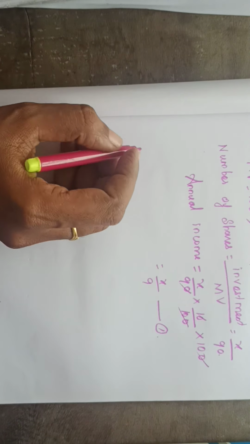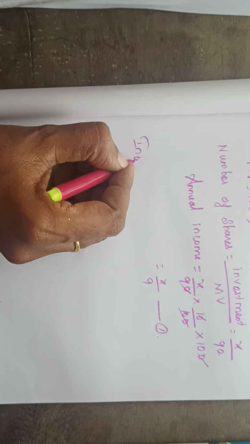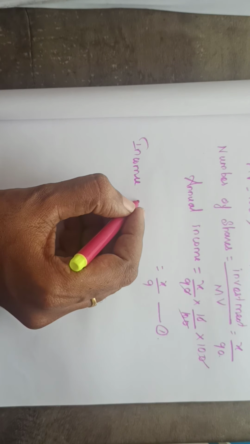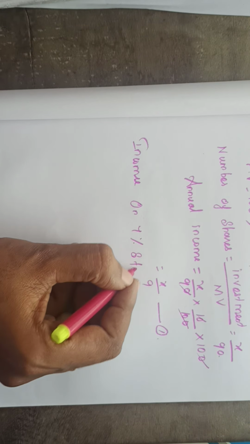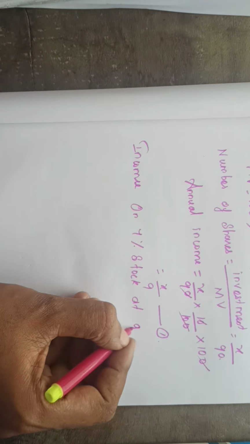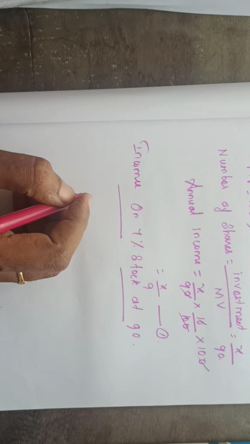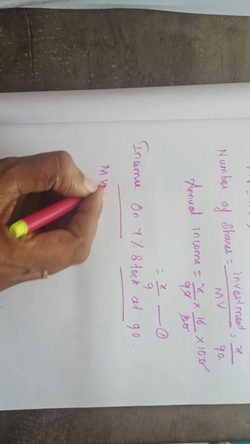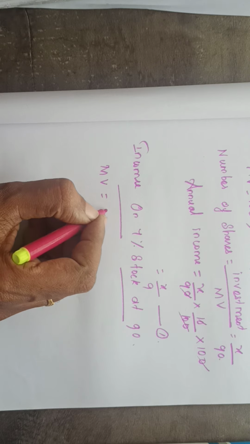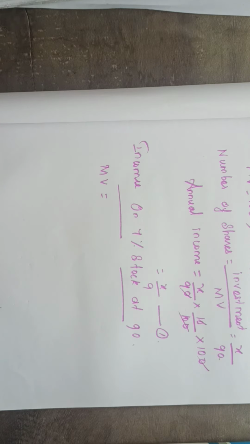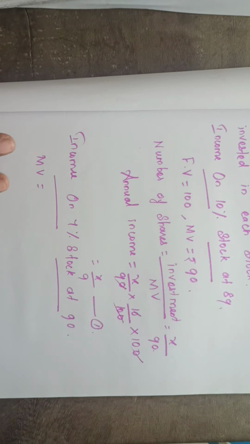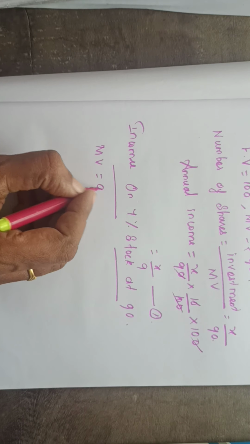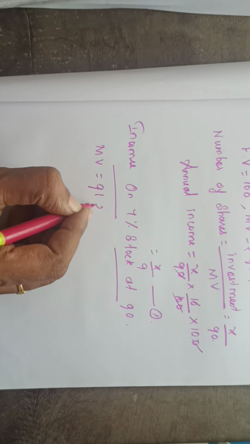Okay, next we are going to find income on 7% stock at 90. Okay, income on 7% stock at 90. So here market value is, it's given as 1% brokerage. So always I said brokerage means we will add, is it right? So 90 plus 1, that is 91. Okay, 91 rupees.